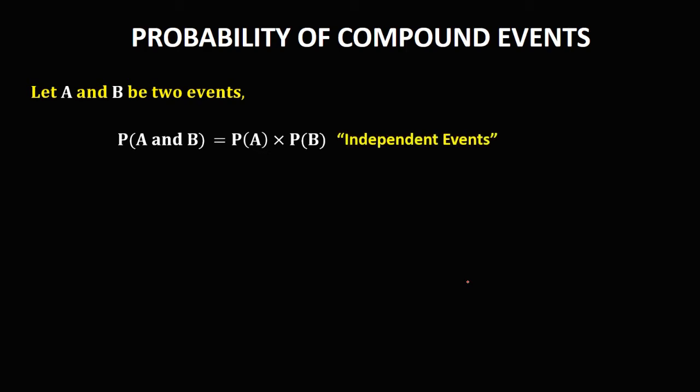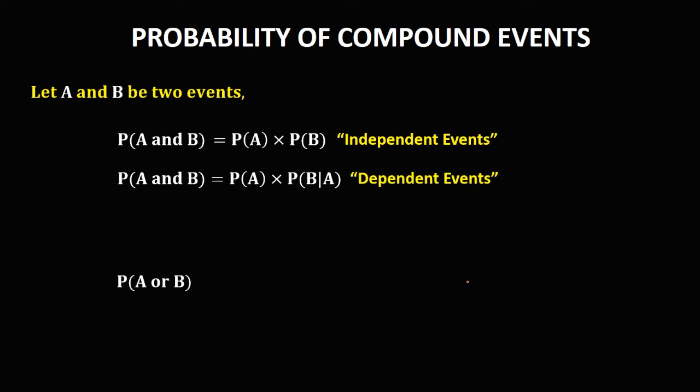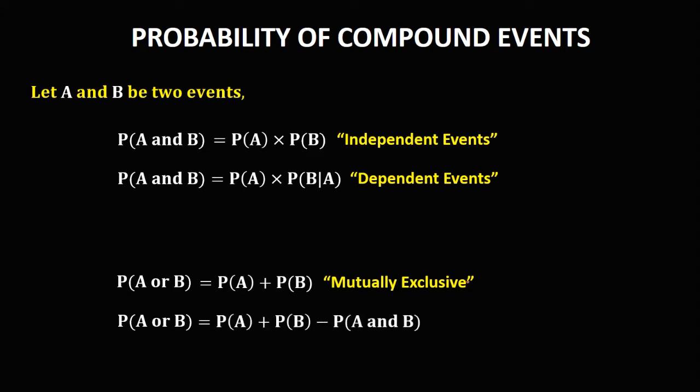for the independent events. And also, this probability of A and B is equal to the probability of A times the probability of B given A for the dependent events. And this probability of A or B is equal to the probability of A plus the probability of B for the mutually exclusive. And also, this probability of A or B is equal to the probability of A plus the probability of B minus the probability of A and B for mutually inclusive.